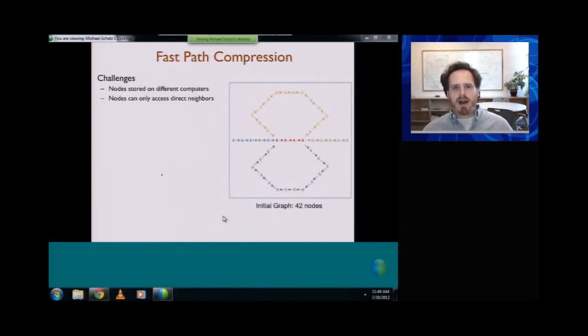So in our case, we want to apply the same sort of idea to a graph problem. The problem is these nodes don't have any sense of where they are and who's connected to whom. All that's known is that this node knows it's connected to this second node.